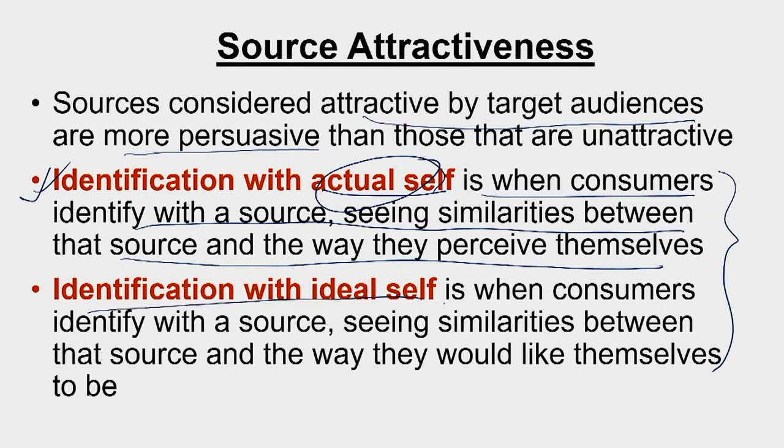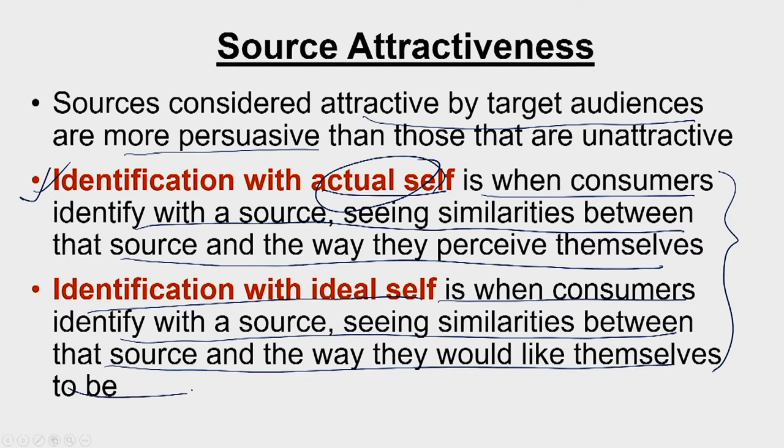Also, identification with ideal self is when consumers identify with sources, seeing similarities between the sources and what they would like themselves to be. Sometimes people like to be something else, something ideal, right? For example, take ads in which people want to lose weight. If you show a gym ad with famous stars who have very well-toned and shaped bodies advertising a gym, then people form an attachment with these actors with very good body images, or very nicely curved bodies.